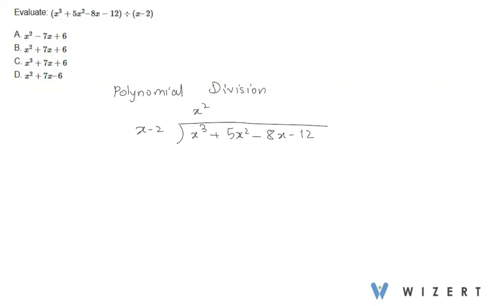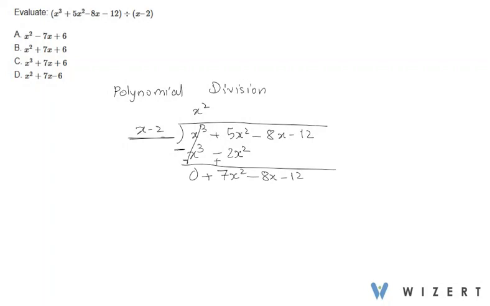First will be x square. When x square multiplies this particular expression, it gives x square into x is x cube, x square into minus 2 is minus 2x square. Now the result of this multiplication will be subtracted here. So x cube minus x cube is 0. Now this negative sign will turn into positive, so this will be plus 7x square. And we'll write minus 8x minus 12 as it is.